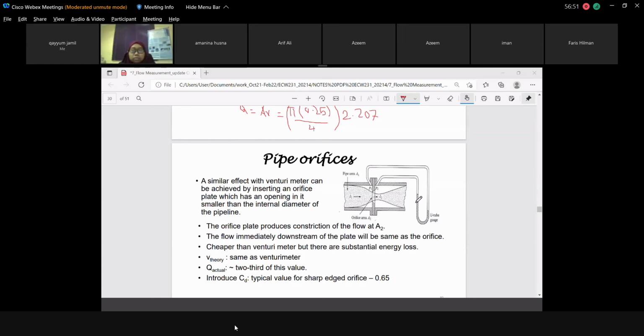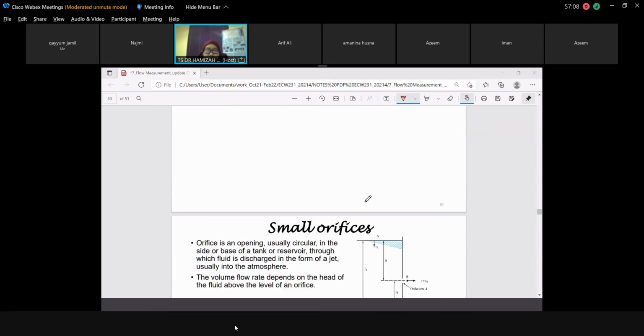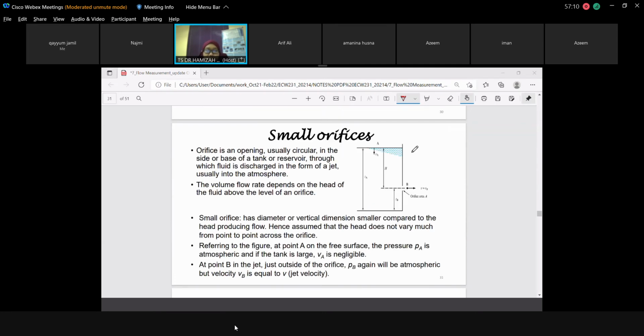Where can we find the orifice? Kat mana kita jumpa orifice ni? Water tank. Closed channel. Water tank, yeah. Open water tank, open channel. Good, thank you Najmi. Okay, so ni saya dah explain dah sikit lah.